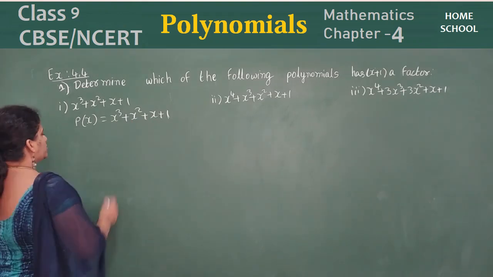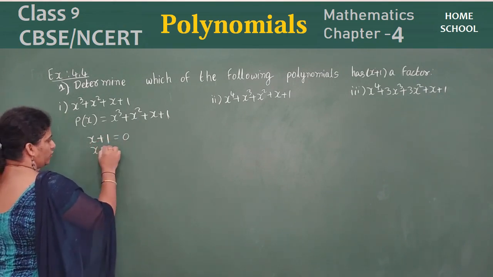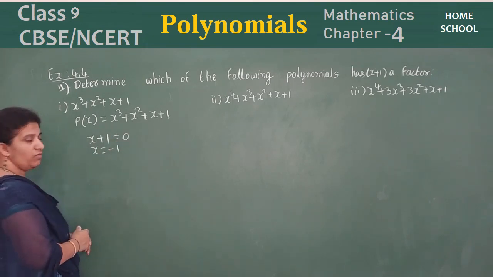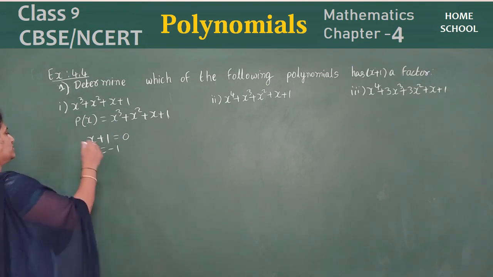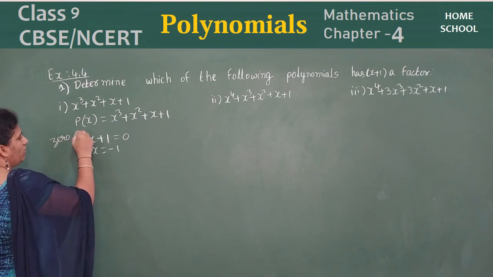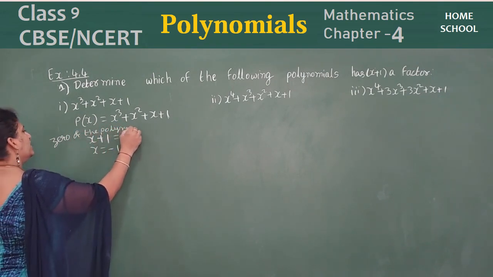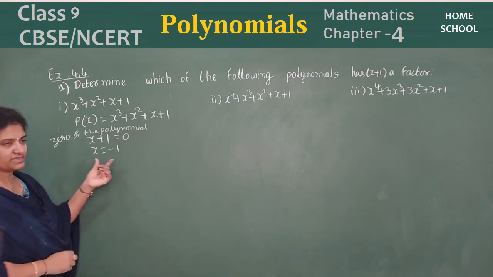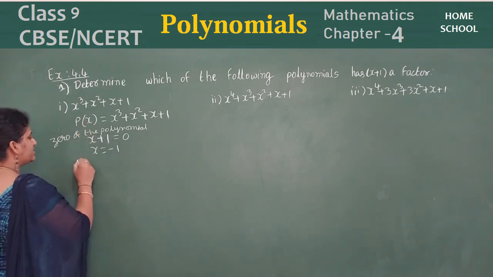We need to check. So now let's find the 0. If x plus 1 equal to 0, x equal to minus 1. Send this 1 to that side. What is the 0 of the given polynomial here? If you want, you can write here: 0 of the given polynomial, x plus 1 is equal to 0, and x is equal to minus 1. So now this x value, substitute in this, children.